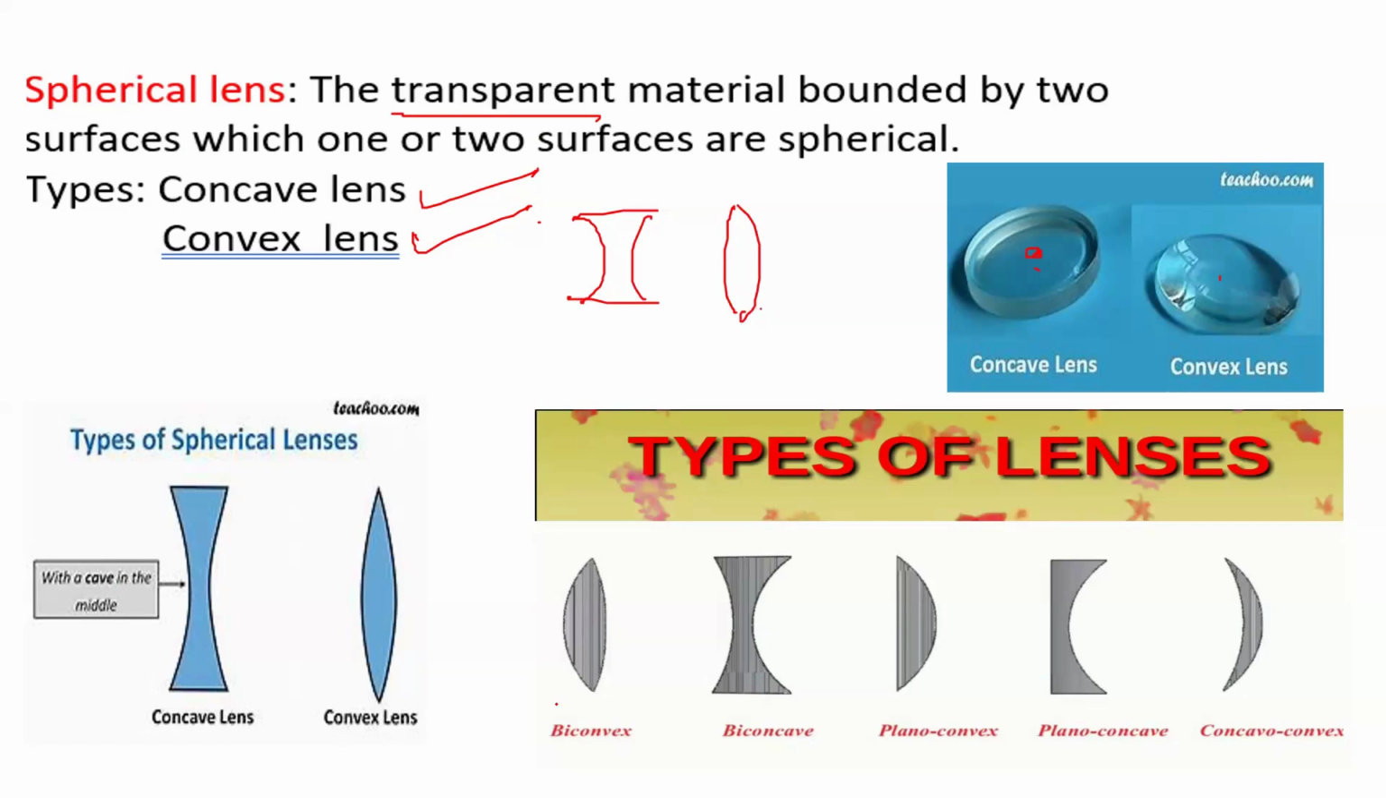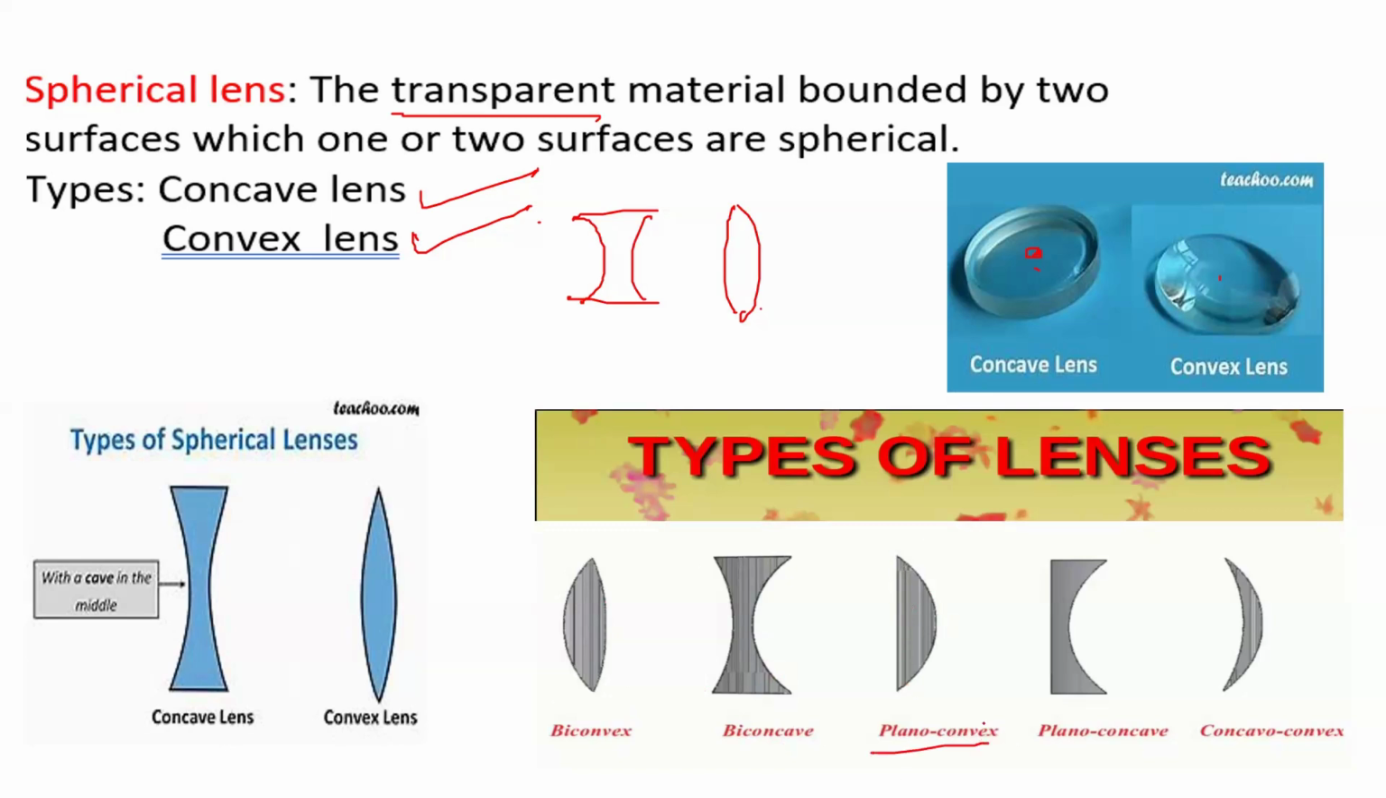Types of lenses are biconvex lens. Okay, next, biconcave lens. So these two surfaces are meant for refraction. Therefore, this is biconcave lens. And here it is plano convex. One surface is like this and one surface is plane.